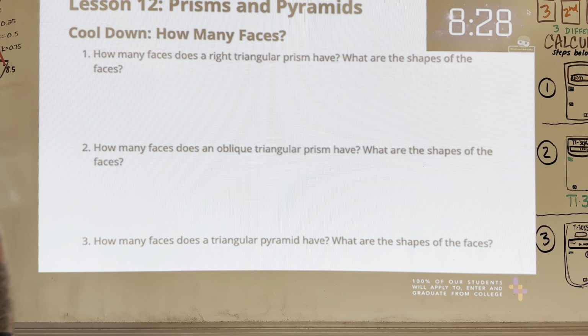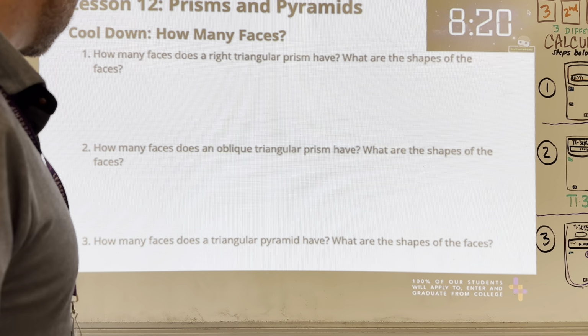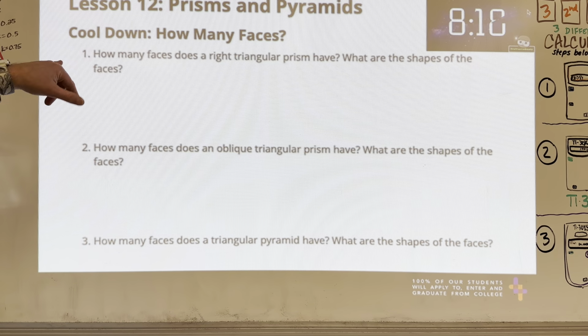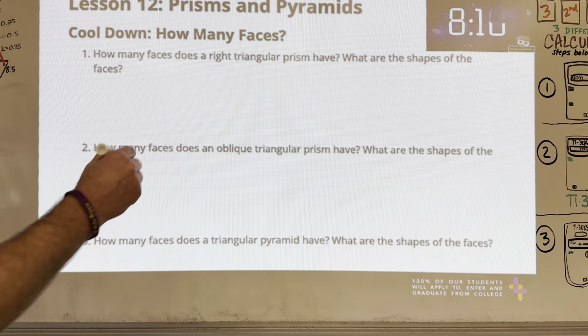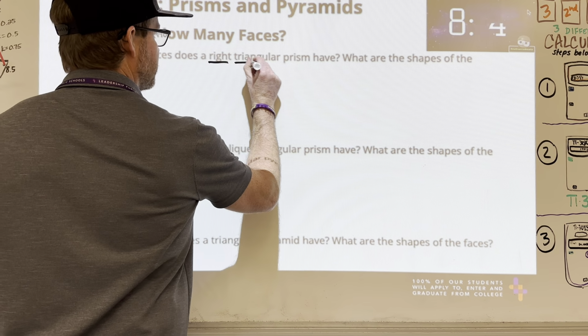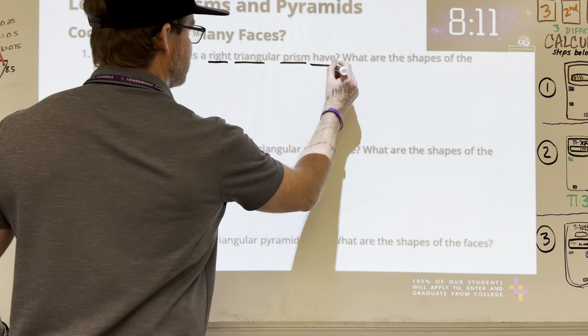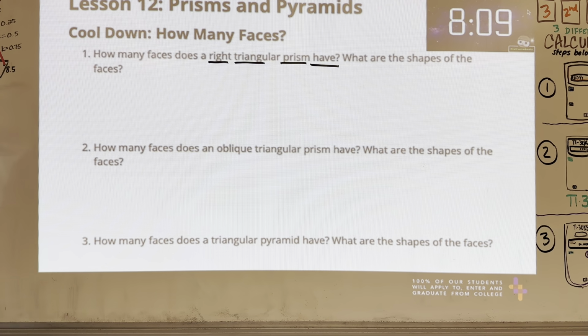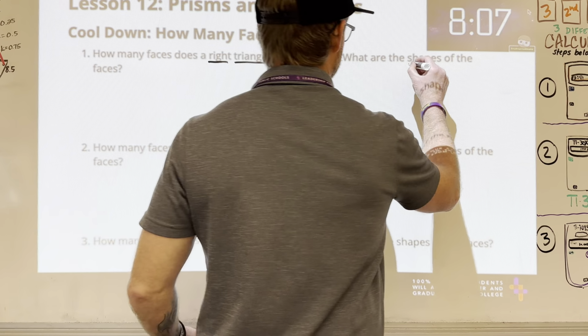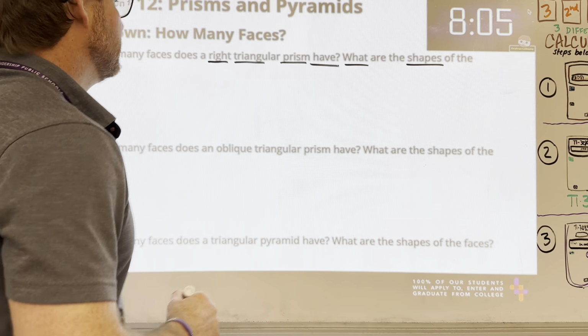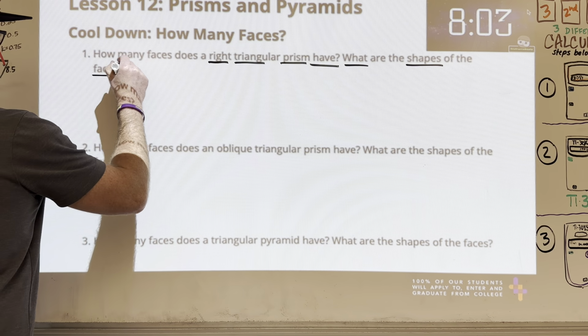But anyway, here we go. Lesson 12, prisms and pyramids. Number one is a tough problem because you don't have any figures. Number one says, how many faces does a right triangular prism have? And then it says, what are the shapes? So what shapes of the faces?